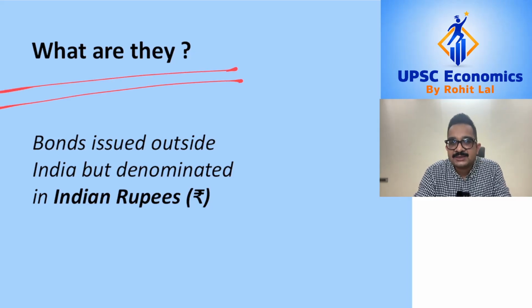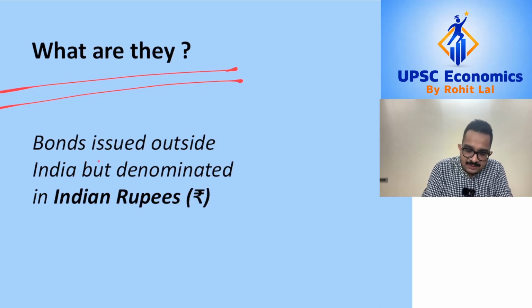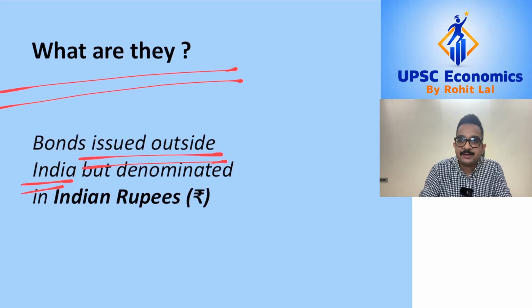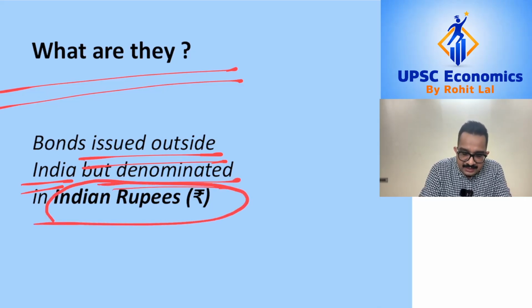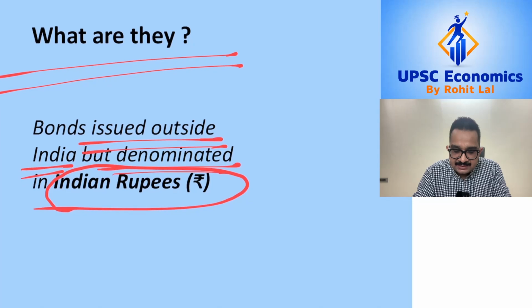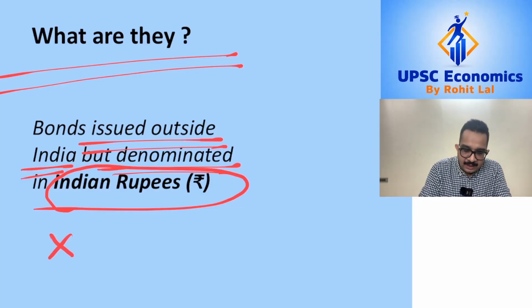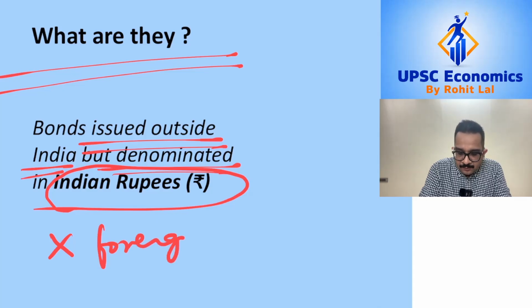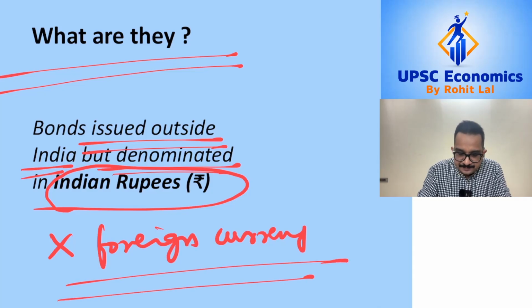So Masala Bonds are basically a special type of bonds because these bonds are issued outside of India, but despite that, these bonds are denominated in Indian rupees. That is, these are a special type of bonds which allow different Indian entities to borrow from abroad using the Indian rupees, and they allow Indian entities to borrow without using foreign currency.